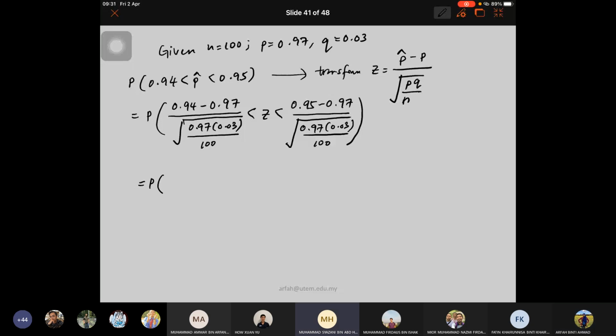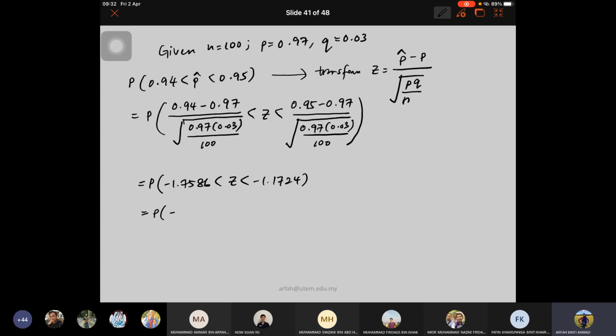Dan berapa? Dua-dua jawapan negatif. Negatif 1.7586 dan negatif 1.1724. Okay. So since apa nama dia, table of normal distribution kita kan ada dua nilai je kan.